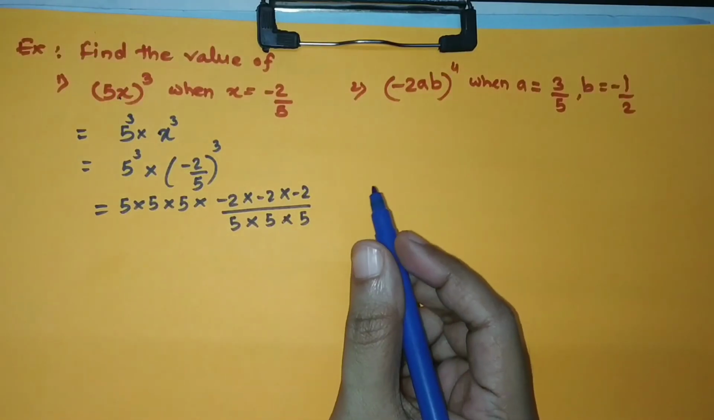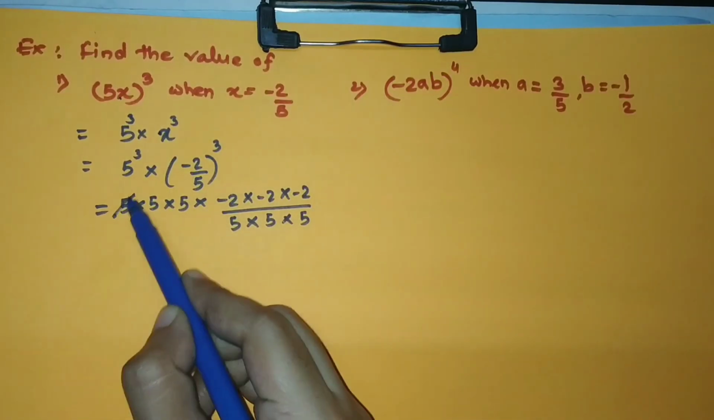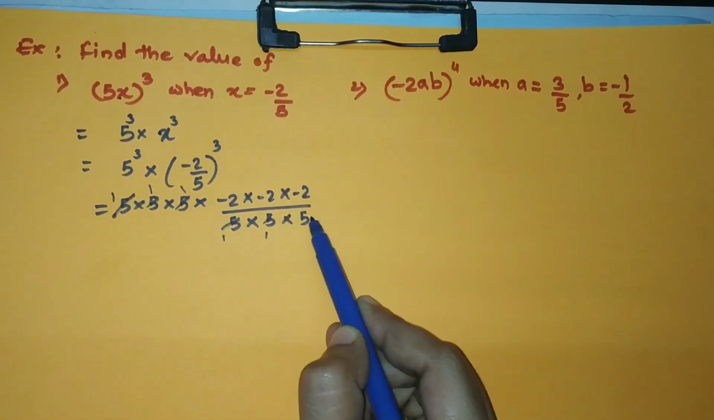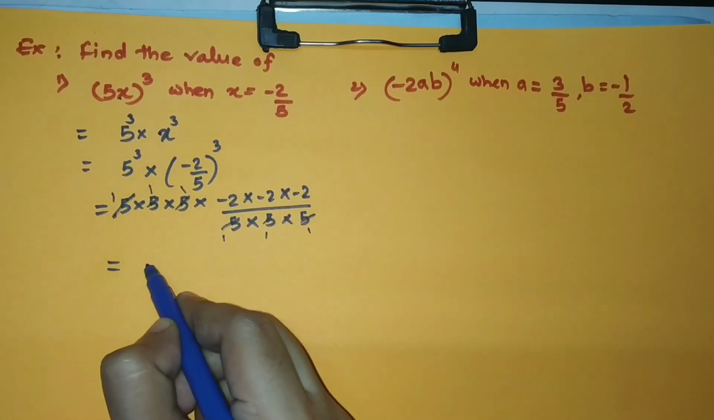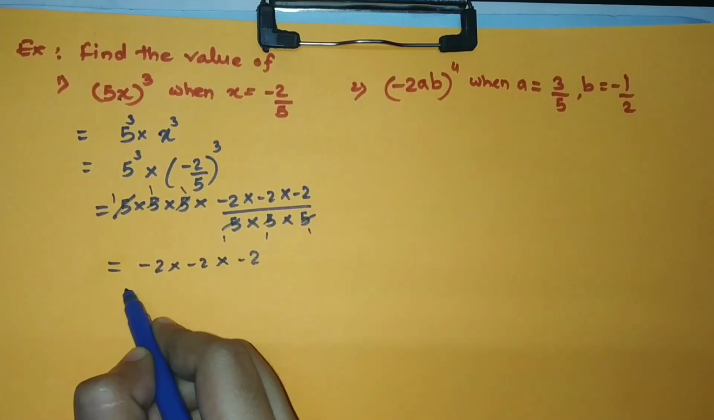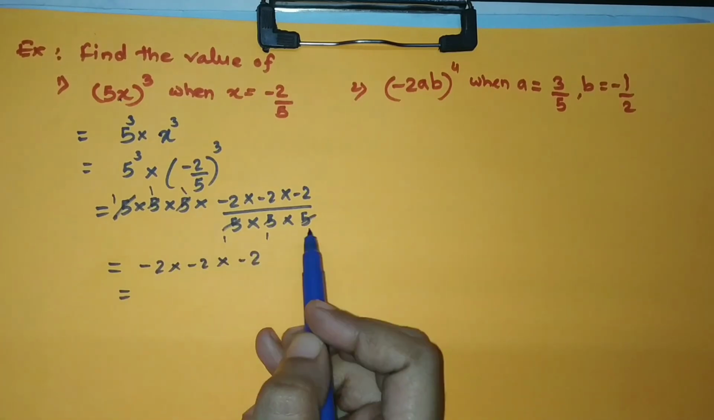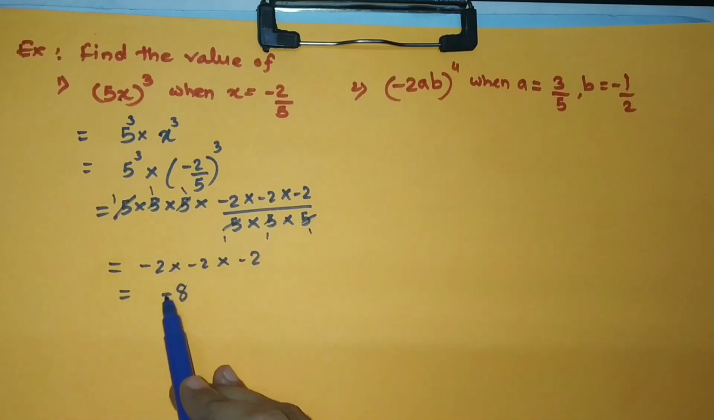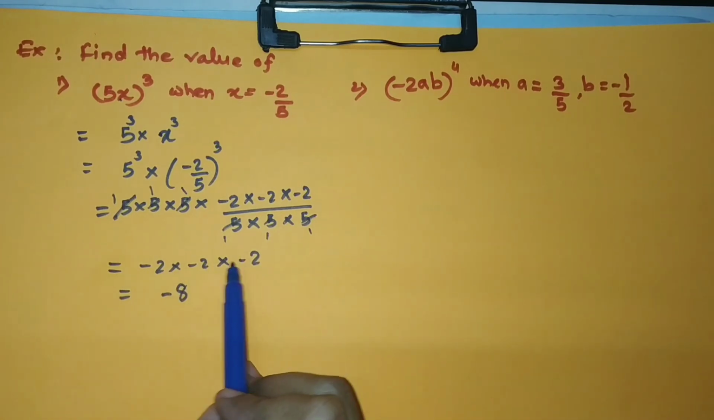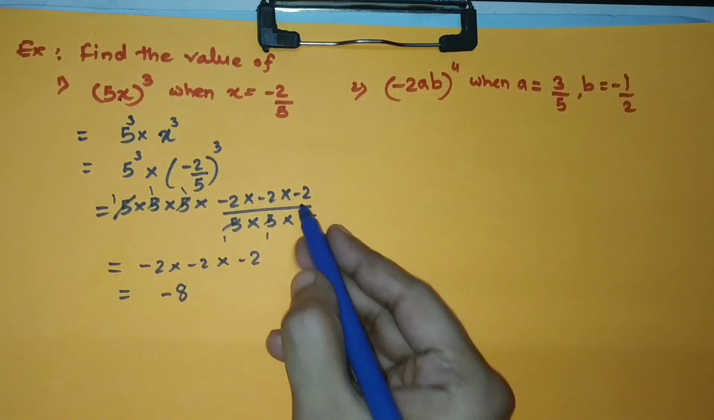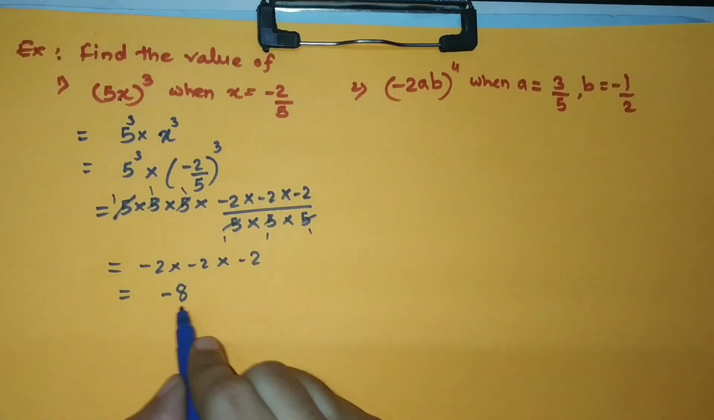So friends, you can do it. 5 ones are 5, and this you can cut. 5 ones are 5, and this 5 and this 5 and this 5 you can cut. Now what is left? That is minus 2 into minus 2 into minus 2. So friends, you know the multiplication: 2 twos are 4, 4 twos are 8, and a minus answer will come because here the minus sign is multiplying 3 times. The answer will be minus 8. So what you have done here, the minus sign will stay as it is.